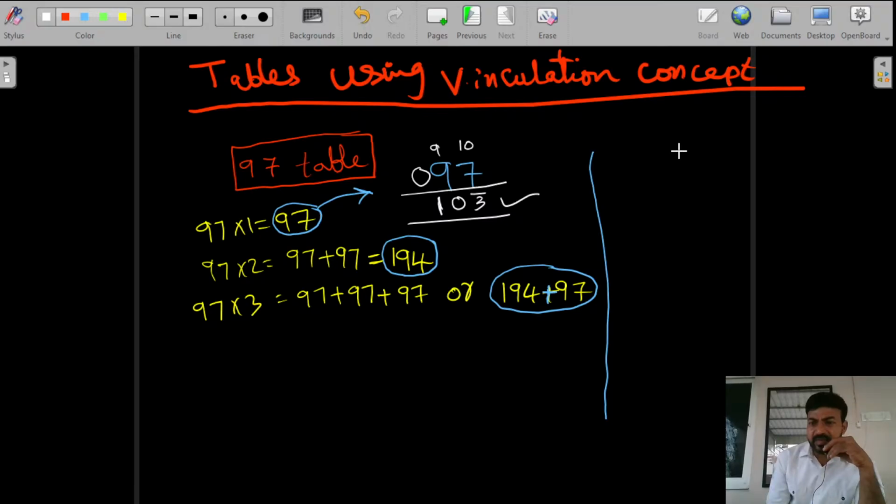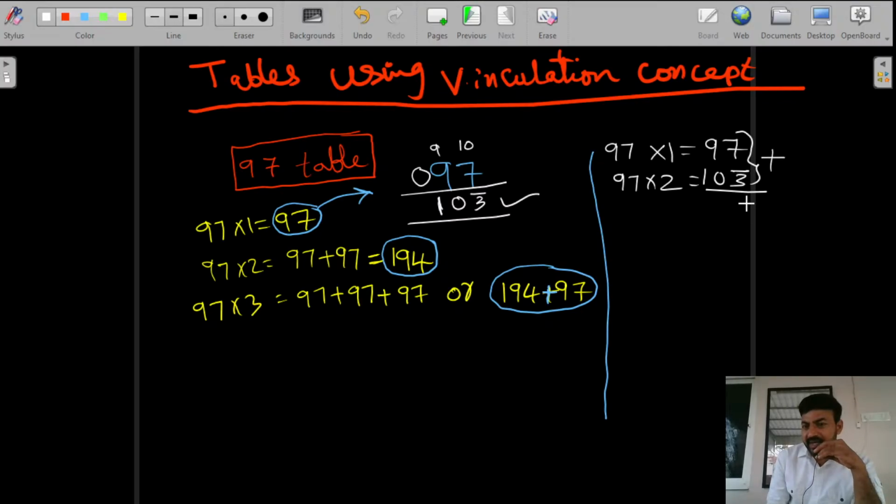Now the 97 table becomes very easy. 97 ones are 97, of course you have to write it as it is. But for 97 twos, you need not add 97 and 97, but add 103, that is 10 bar 3. That means 7 minus 3, how much? You have to add these two, 7 and minus 3.